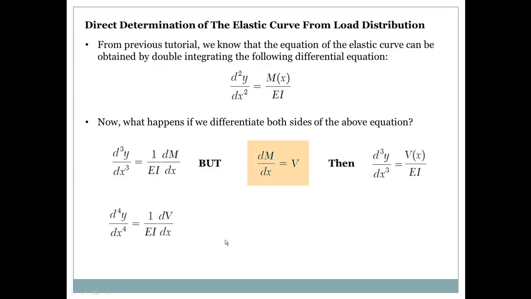Now what if I differentiate it one more time? The fourth derivative with respect to x equals 1 over EI times dV/dx, but we just saw that dV/dx is nothing but minus w. Then the fourth derivative with respect to x equals minus w(x) over EI.